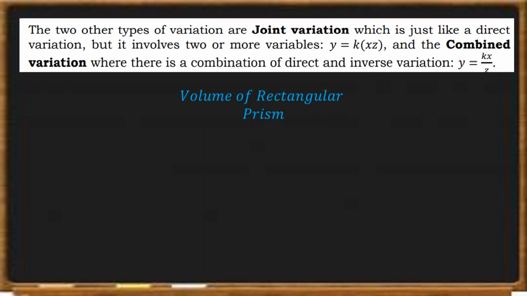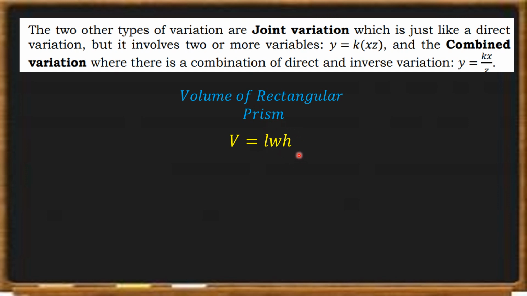Okay, another example of joint variation is the volume of the rectangular prism. Kanina, it involves two variables, so pwede ring 3 variables. Katulad nito, the volume is equal to LWH. So, this is in 3 variables. The volume varies jointly as L, W, and H.